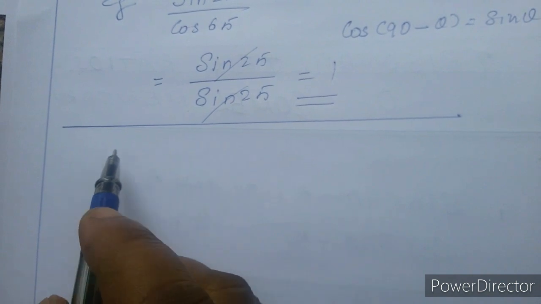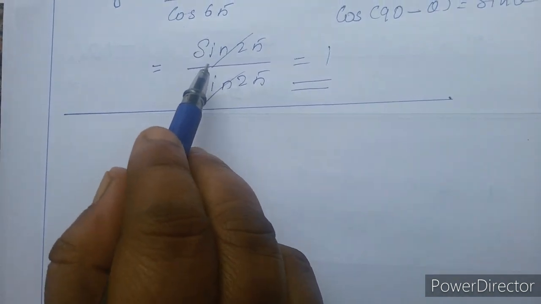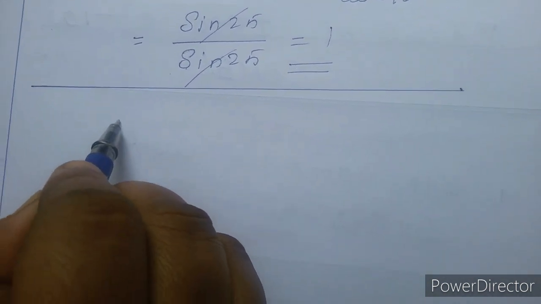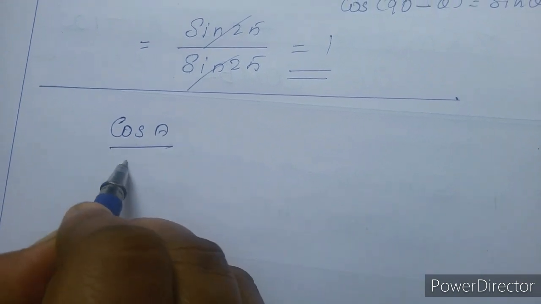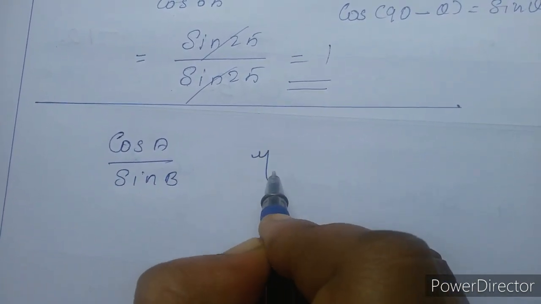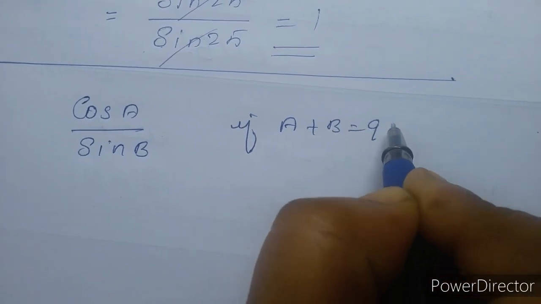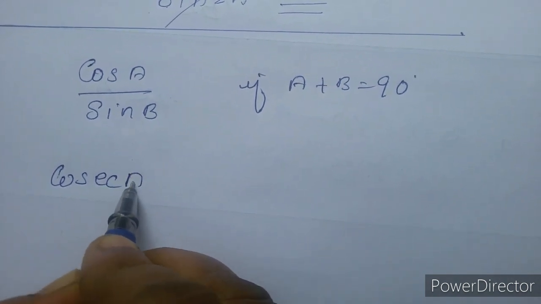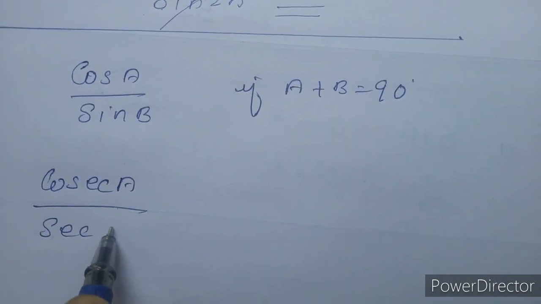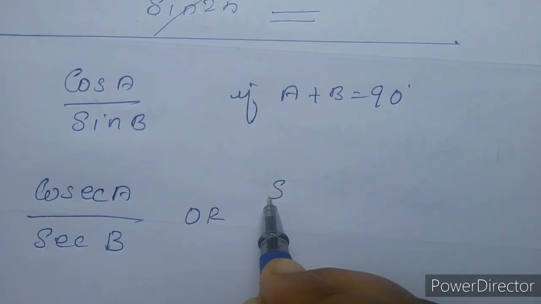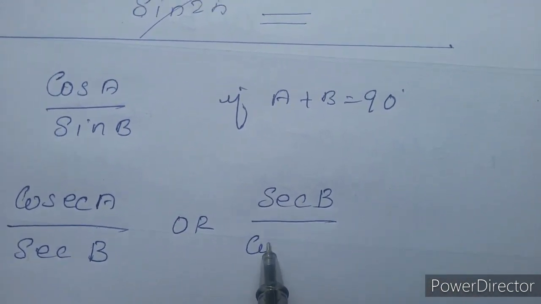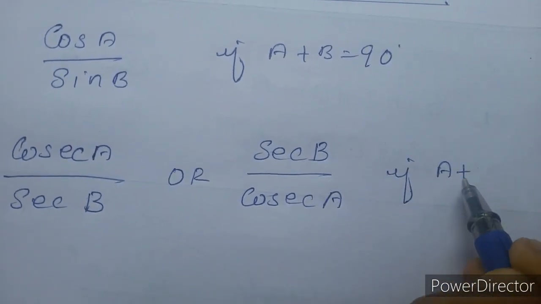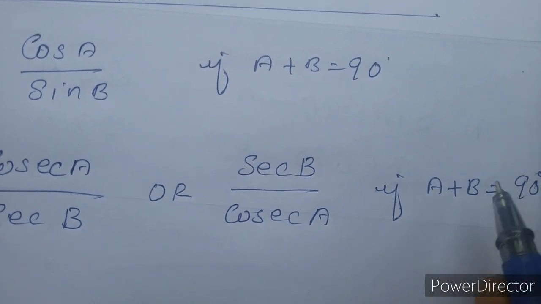Okay, so this tip is applicable for all these other trigonometric complementary angle ratios. That is here cos A by sin B. If A plus B equal to 90 degrees, the answer will be 1. The next one, cosec A by sec B or sec B by cosec A. If A plus B equal to 90 degrees, then the answer is 1.